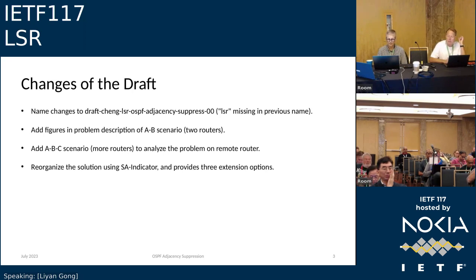These are the changes of the draft since the last meeting discussion. First, the draft title changed because the LSR character was missing in the previous name. Second, we added figures in the problem discussion in the two routers scenario so that readers can understand the problem better. Third, we added more routers scenarios to analyze the problem on remote neighbors. Thanks, Lies, for these valuable comments. And fourth, we reorganized the solution using the SA indicator and provide three extension options.